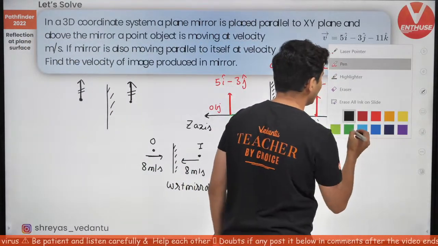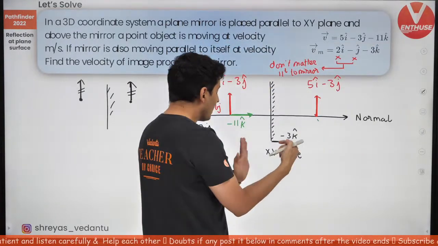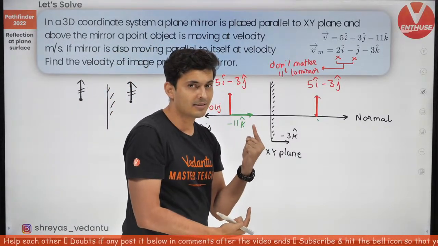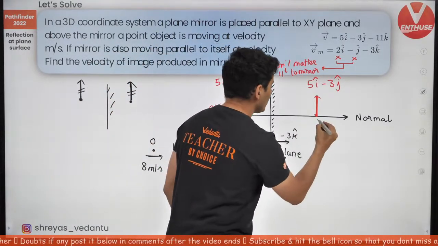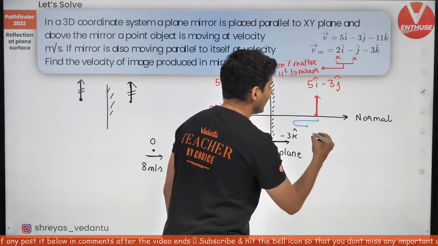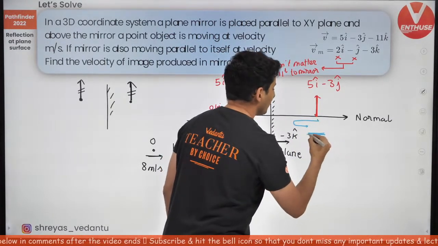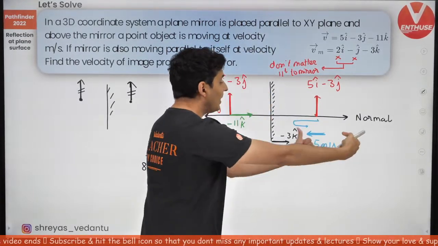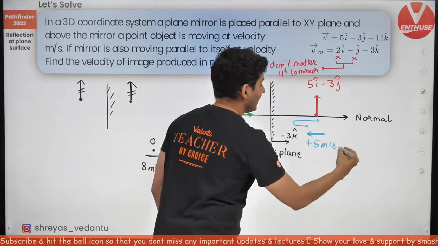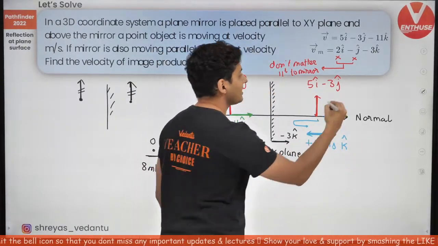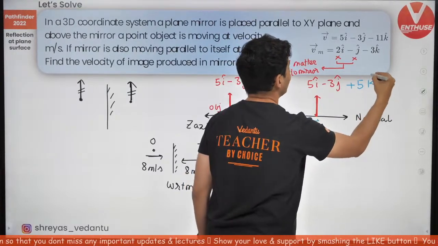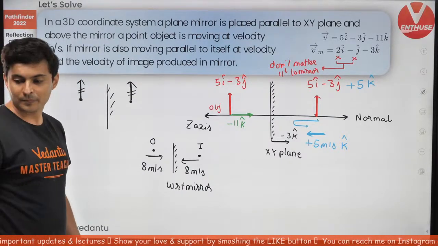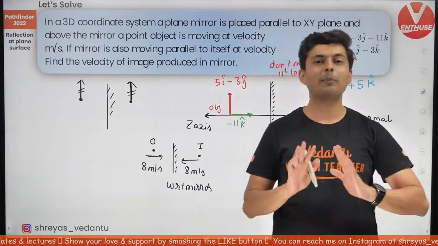Think about it carefully. I'll repeat once more. The image has moved 8 meters. The mirror moved back 3 meters this way. 8 minus 3. So you have moved 5 meters per second this way. But this side is positive, so it will be plus 5 k cap. Hence the final answer will be plus 5 k cap. Is that clear? Everybody understanding this point? Got it, my warriors? What a brilliant question.